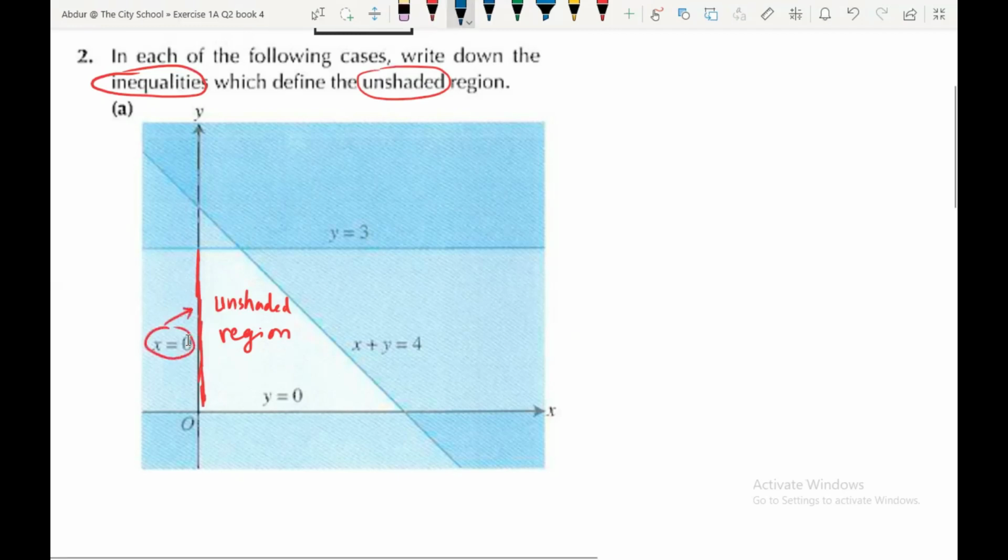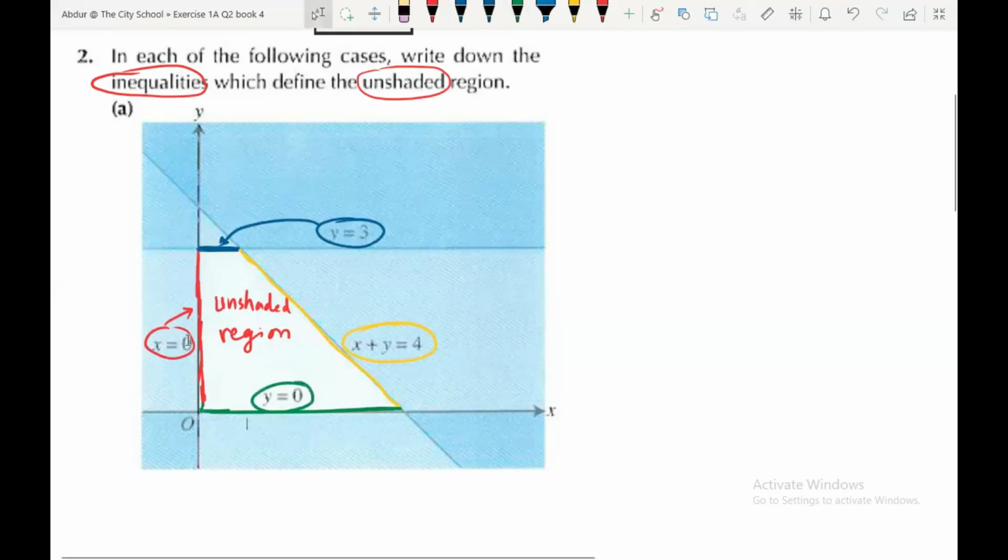And this is the blue line. Recognize the equation of this blue line. The equation of this blue line is y equal to 3 here. And the equation of this yellow line is x plus y equal to 4. And the last outline is the green one. The equation of this green line is y equal to 0.